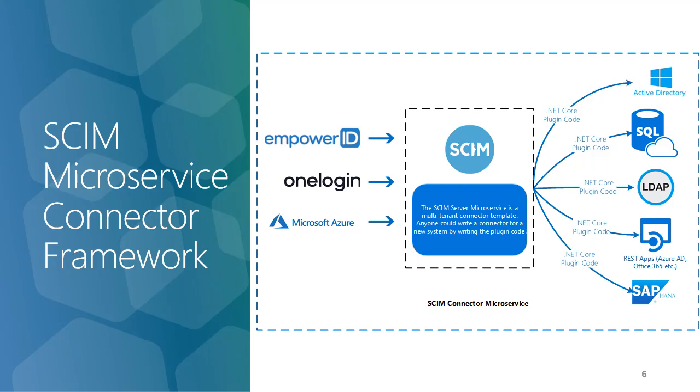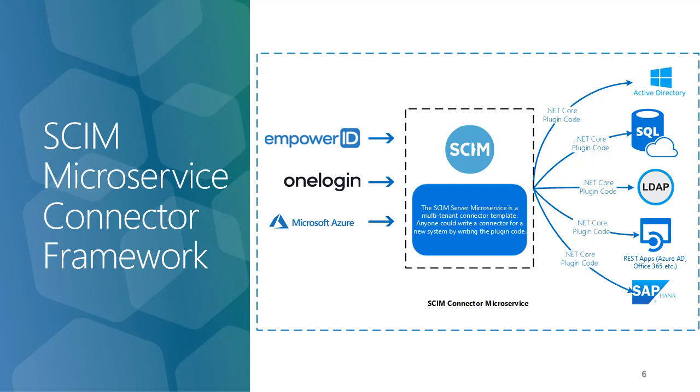So for a database system, these would be simple ODBC database calls. For LDAP systems, simple LDAP calls. So developing a plugin for the SCIM microservice framework does not require any knowledge of EmpowerID to develop this plugin. Once the plugin is dropped into the SCIM microservice, there's no knowledge of SCIM required either. That is handled all for you. So your application immediately becomes a full-featured SCIM 2.0 compliant microservice.